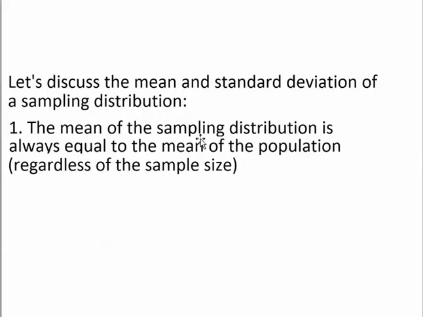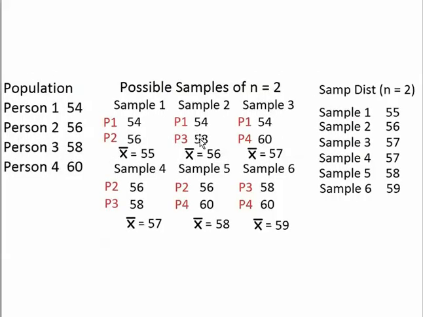Now let's talk about how the mean of the sampling distribution is always equal to the mean of the population. So if you want the population mean, you add the 4 individual heights in the population and divide the total by 4. That's the mean of the population. We can see it's at the center of the population. The symbol for population mean is this symbol right there. X bar is sample mean.